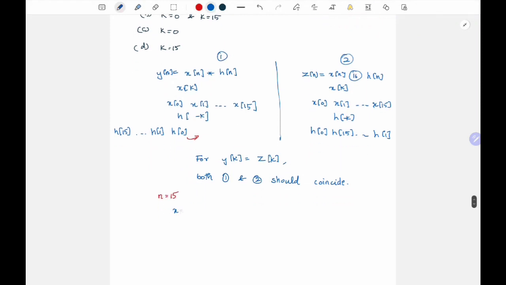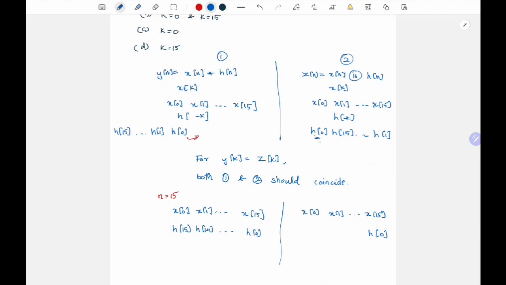So in this case what will happen? I will have x of 0, x of 1 up to x of 15. And h of 0 would have come here. And my h of 15 would have come here. Right? This will be h of 14 and so on. Similarly, on this side what will happen? I'll have my x of 0, x of 1 up to x of 15. And my h of 0 would have gone to the last one because it is shifted 15 times. And my h of 1 will follow here. It will be somewhere here.